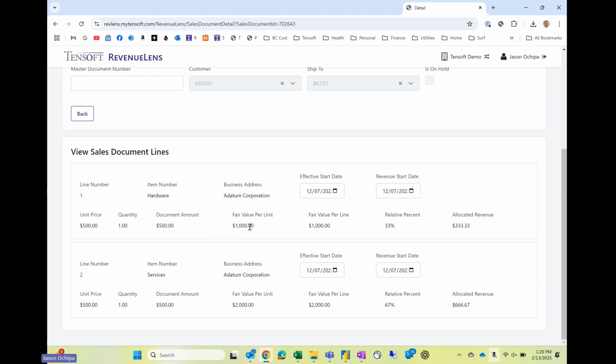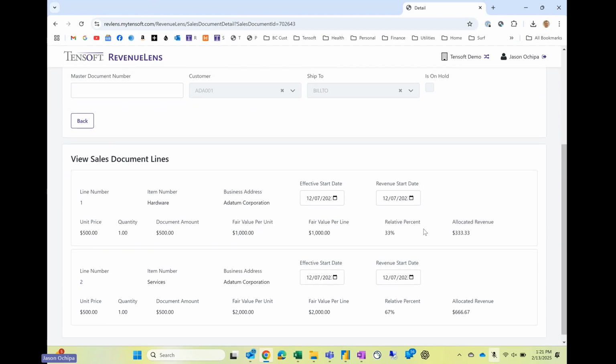But in this case, we've got a relative value of 33% for the hardware and 67% for the services. So we allocate the $1,000 in total: 333 to the hardware and 666 to the services. In this case, the hardware might be recognized immediately or over a shorter period of time, whereas the services may be recognized percent complete or something like that over a longer period of time. So it's important to have the correct values amortized based on when those performance obligations are delivered.